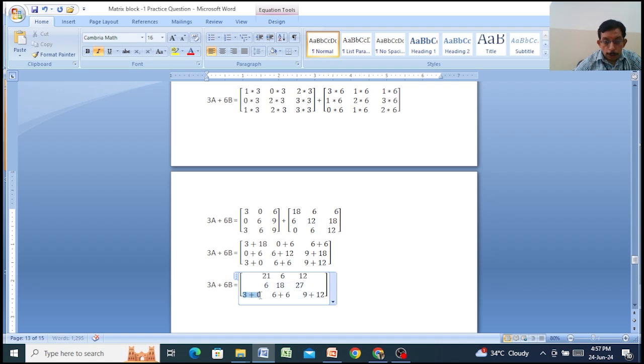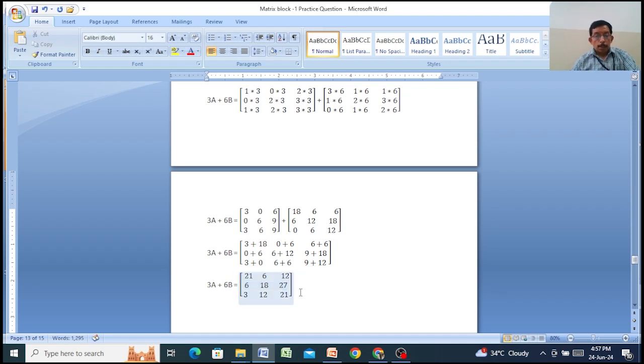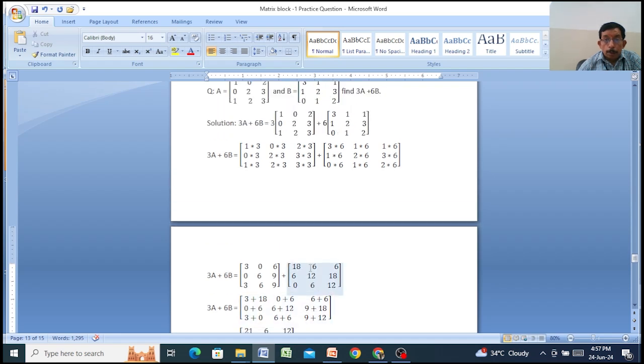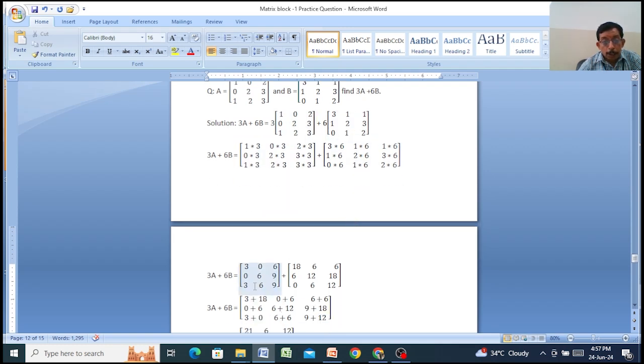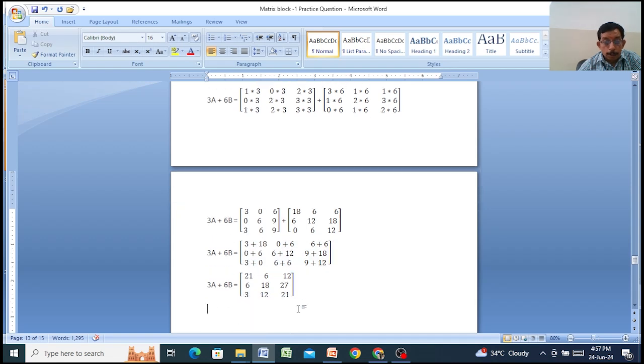3 plus 0 equals 3, write down in the same position. 6 plus 6 is 12, write down in the same position. 9 plus 12 is 21, write down in the same position. Now the final answer is here. 3a plus 6b is equal to this final answer. So, given a and b, find the value of 3a and 6b. First, we put the values of a and b in the given equation. After that, the scalar multiplication, and finally the addition of two matrices, then we get the final answer. Clear, everyone?